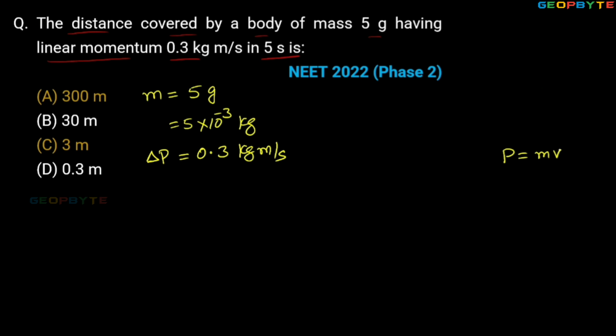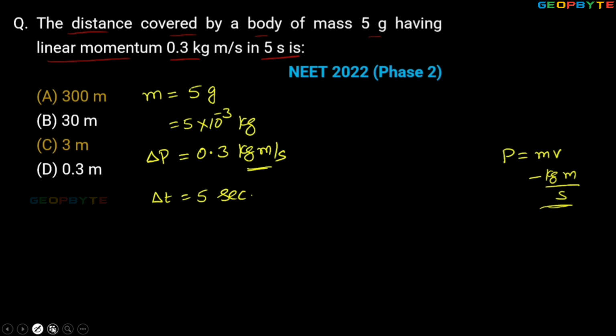For the previous problem, since that particle is hitting the vertical wall at an angle, it is developing two components of velocity. The horizontal component of velocity we have taken for deciding the momentum. For this case, straight away I can take mv for the momentum. Look at the units. Mass is in kg, velocity is in meter per second. Kg meter per second is the unit for the linear momentum. And it is given the time t equals 5 seconds. He is asking what is the distance covered.